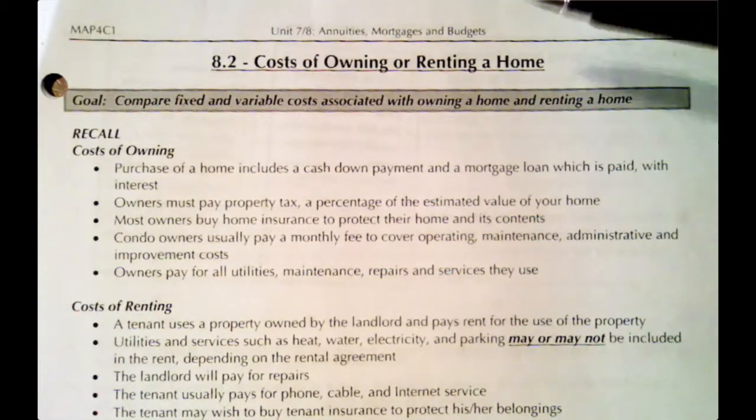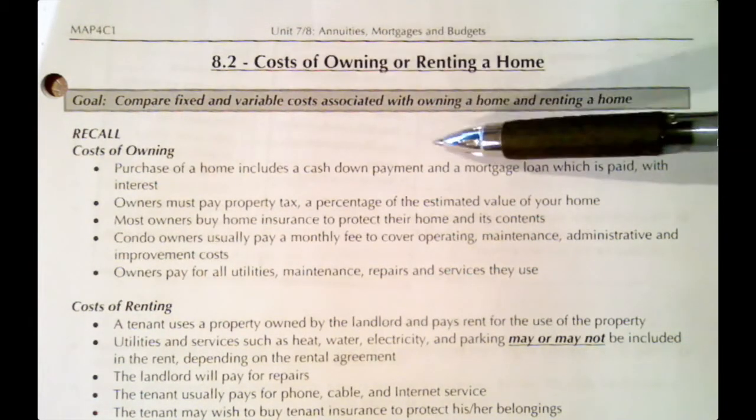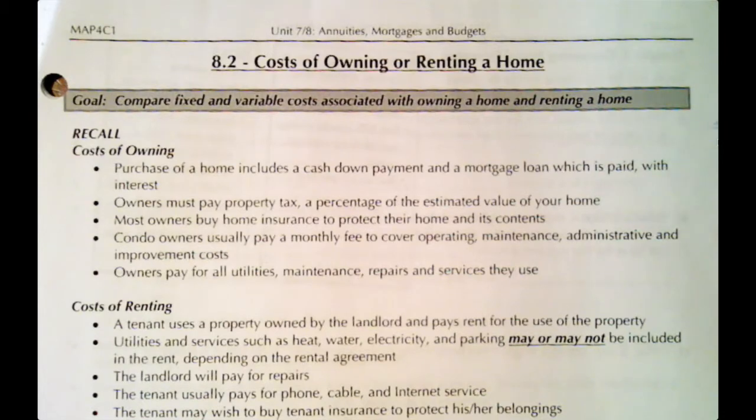First, when you're owning a home, the purchase of the home will include a cash down payment and then a mortgage loan, which is paid back plus interest. Owners must pay property tax, which is a percentage of the estimated value of your home. Pay that every year. Most owners buy home insurance to protect their home and its contents. Condo owners, you can own a condo, usually pay a monthly fee to cover operation, maintenance, administration, and improvement costs. Usually called HOA fees, homeowner association fees. And owners will pay all the utilities, maintenance, repairs, and any service on the property or the home.